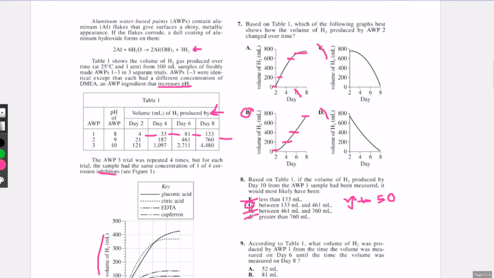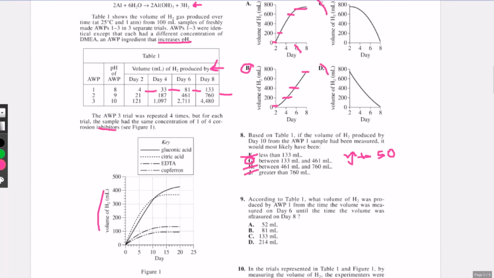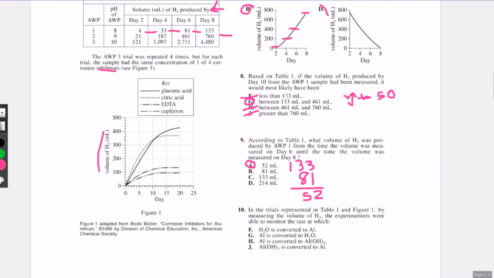Okay. Question 9 asks, according to table 1, what volume of hydrogen was produced by AWP1 from the time volume was measured on day 6 to the time it was measured on day 8? So if we look, we have 81 on day 6 and 133 on day 8. So if we do some quick subtraction, right? 3 minus 1 is 2, 13 minus 8 is 5, we have 52 milliliters. Great, that's option A.